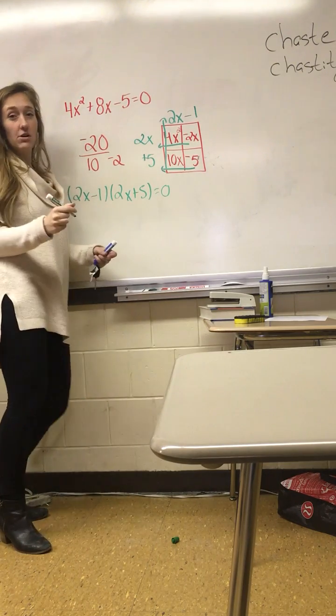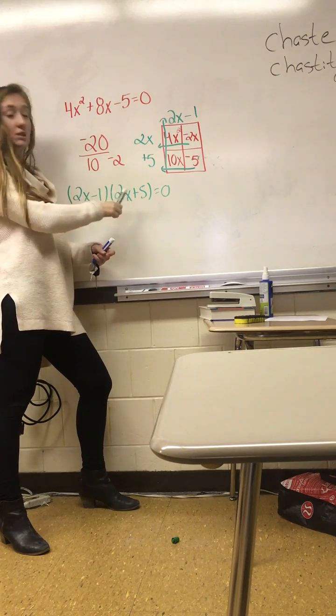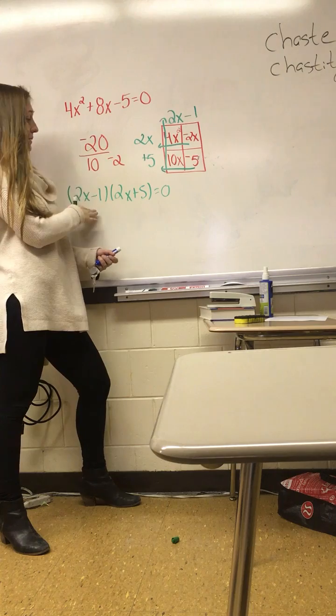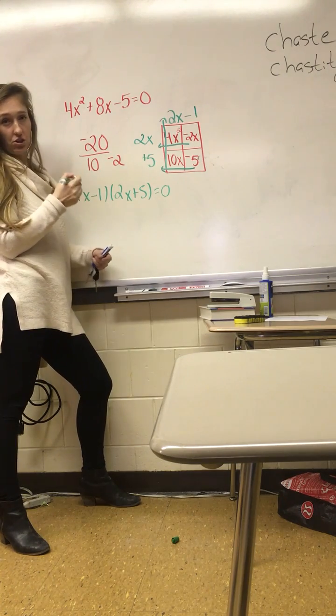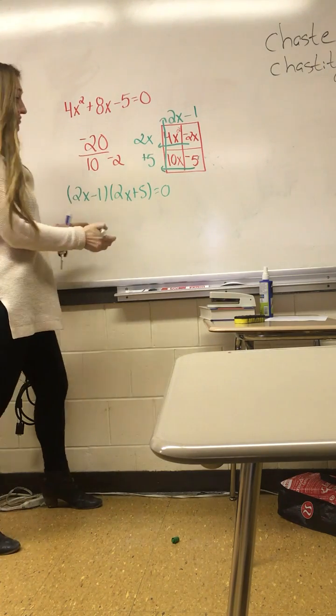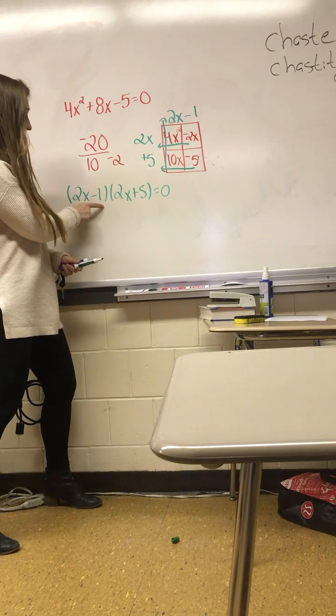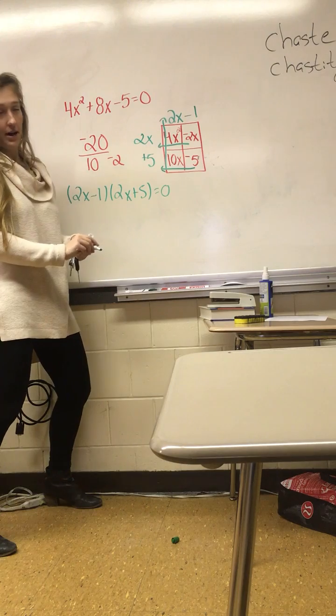If you have any doubt that you did this correctly, you could multiply these two binomials back together, FOIL, to make sure that it brings you back to the original polynomial. Once it's factored, it's easy. You're using the zero product property. You're setting both of these equal to 0, and you're solving.